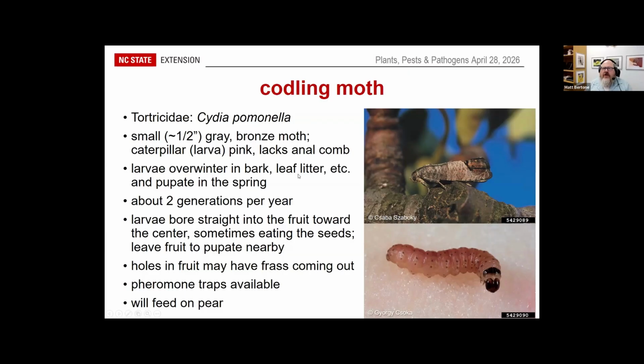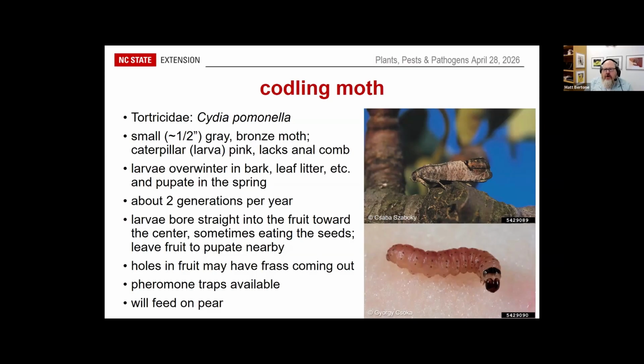Larvae overwinter in bark and leaf litter, and pupate in the spring, and there are about 2 generations a year. The larvae bore straight into the fruit toward the center, sometimes eating the seeds, and they leave the fruit to pupate nearby afterward. You can sometimes see the holes in the fruit with the frass coming out, and I'll show you that in a second. As with other moths, many moth species have pheromone traps available to monitor for them. Sometimes there are disruption traps too, to disrupt the mating, so you confuse one of the sexes.